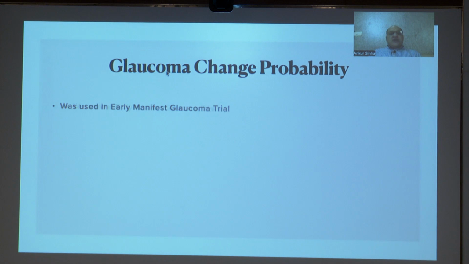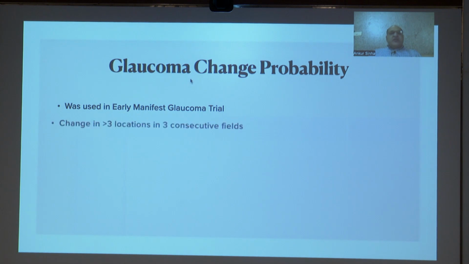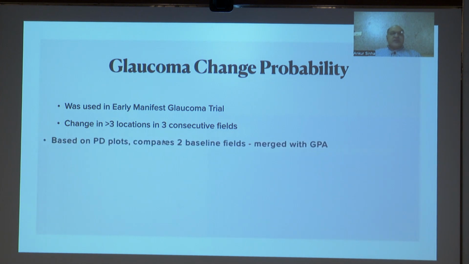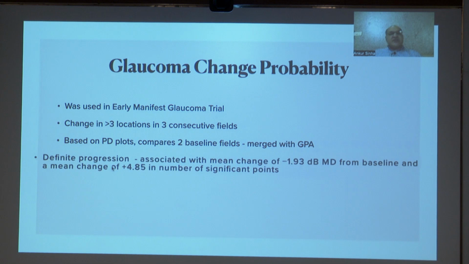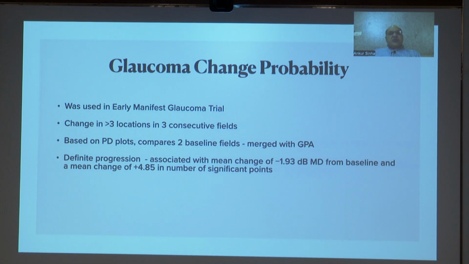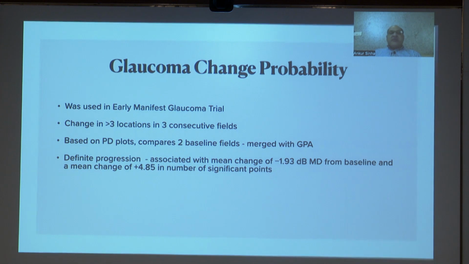Now, glaucoma change probability was first used in the early manifest glaucoma trial. It utilizes a change in more than 3 locations in 3 consecutive visual fields. Definitive progression is associated with a fall in mean deviation of more than 1.93 decibels, or if there is a change in more than 4.85 number of points, which is significant from the previous visual fields.